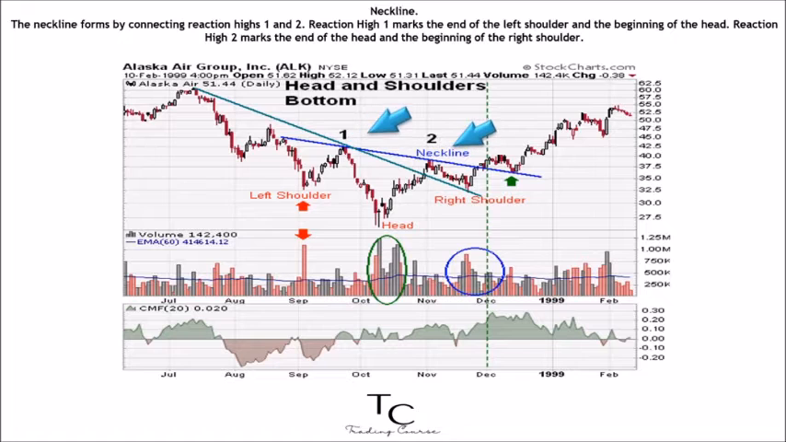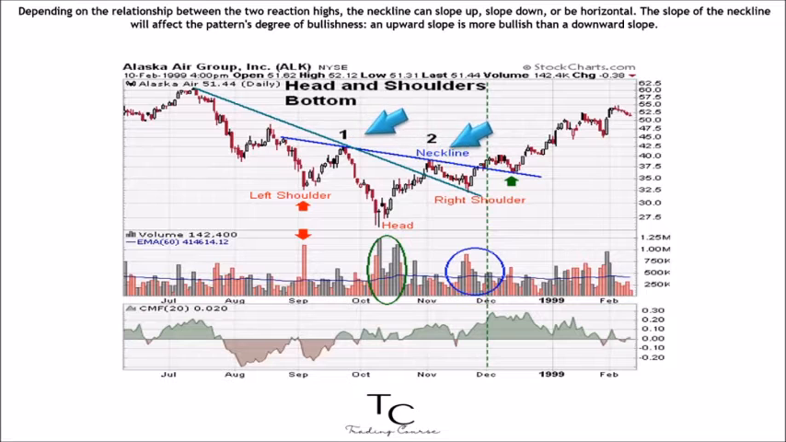Neckline. The neckline forms by connecting reaction highs 1 and 2. Reaction high 1 marks the end of the left shoulder and the beginning of the head. Reaction high 2 marks the end of the head and the beginning of the right shoulder. Depending on the relationship between the 2 reaction highs, the neckline can slope up, slope down, or be horizontal. The slope of the neckline will affect the pattern's degree of bullishness. An upward slope is more bullish than a downward slope.